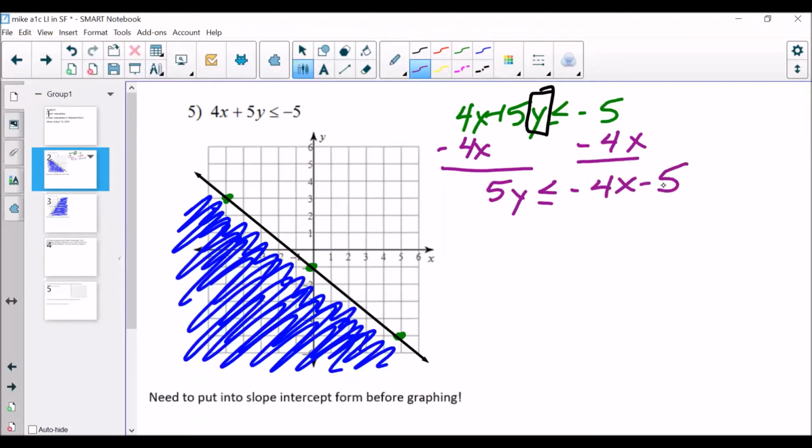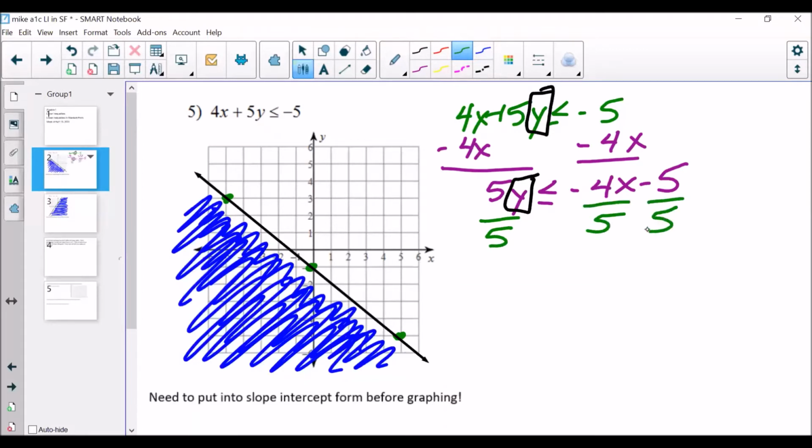minus 5. And I put that in that order. We know -5 and -4x are not like terms, but I put it in that order just so it starts looking like our slope-intercept form with the mx before the b. I still want to isolate this y, that variable there. So since it's 5 times y currently, the inverse operation would be to divide by 5.